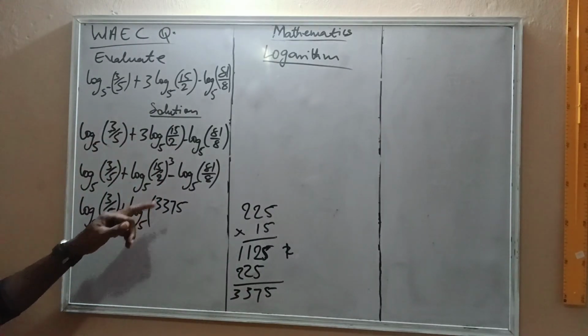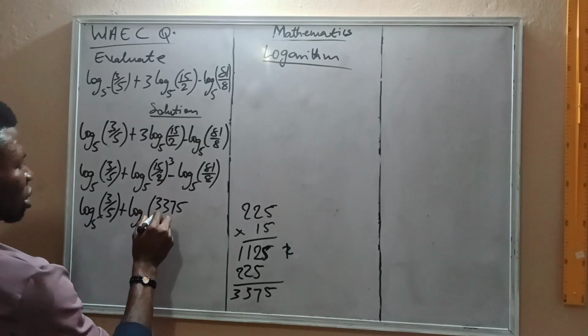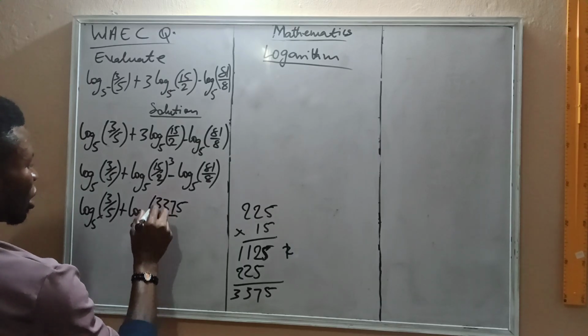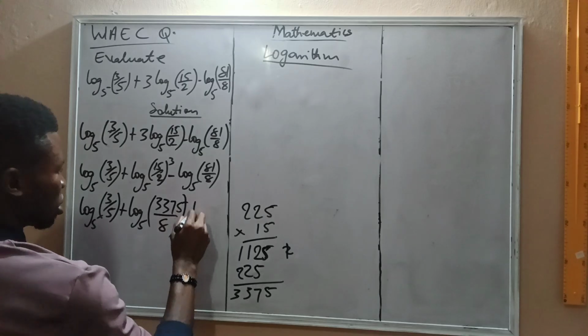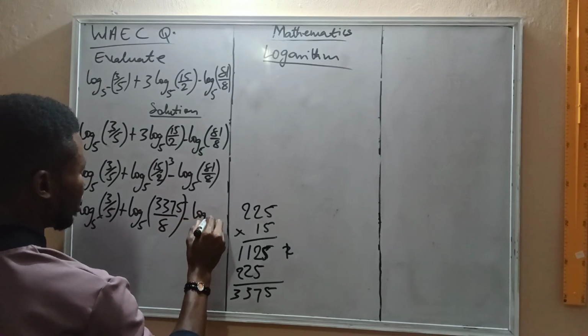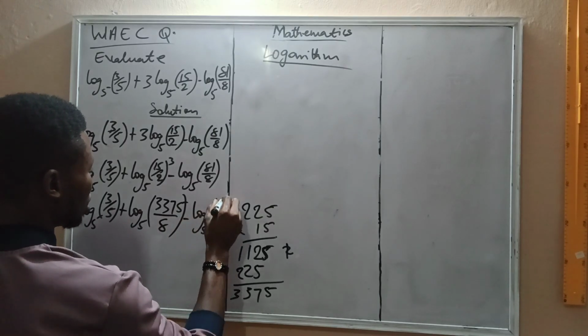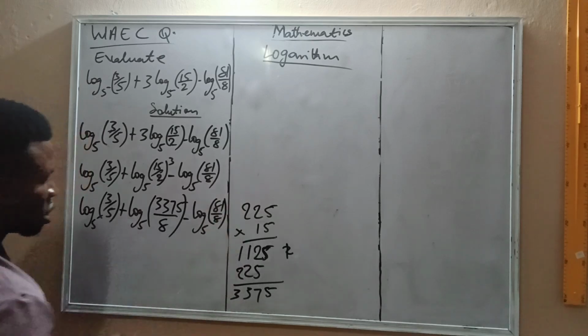So this is 3,375 over 8 minus log to the base 5 of 81 over 8.